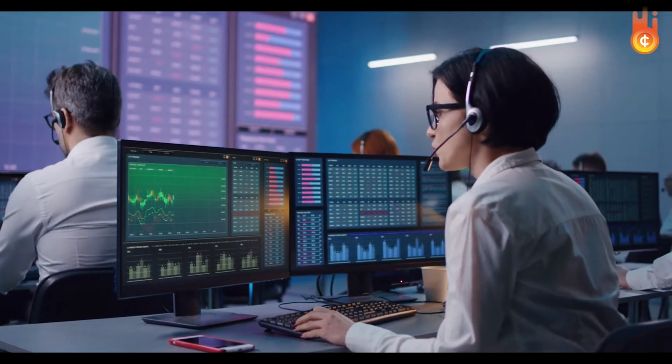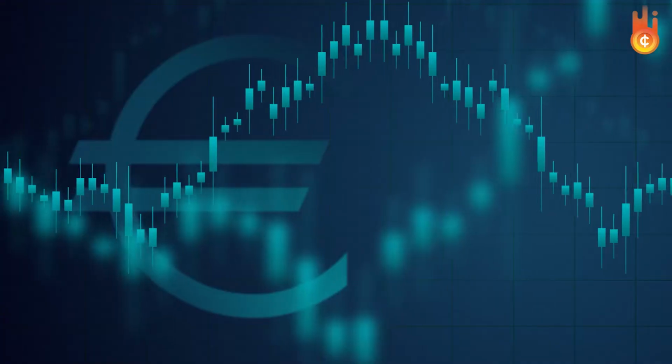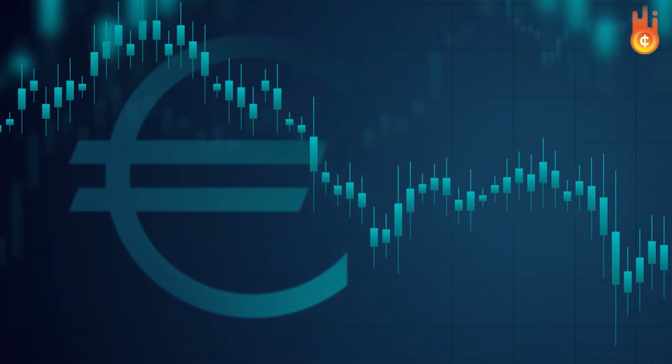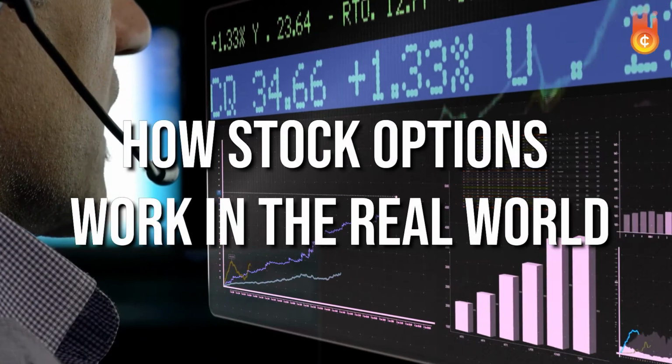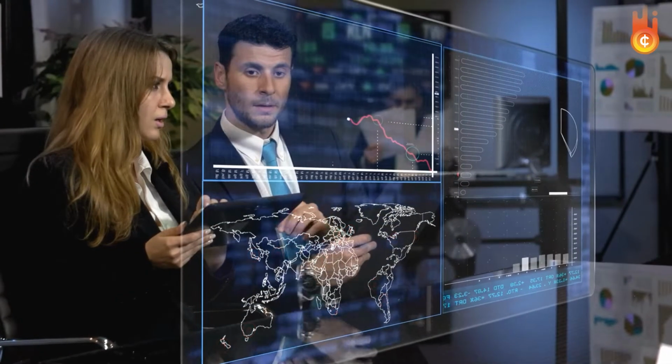Typically, a stock option contract represents 100 shares of the underlying stock. The price of stock options, like with all derivatives, is derived from fluctuations in the underlying asset. How stock options work in the real world. An example of a call would be investing in real estate.